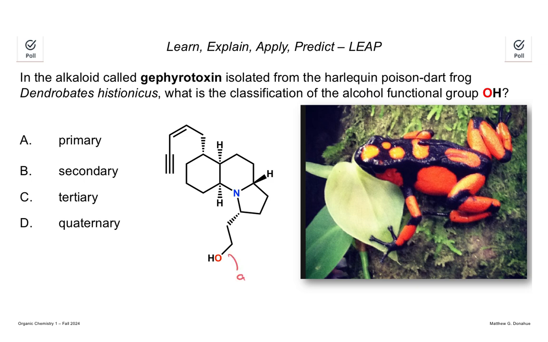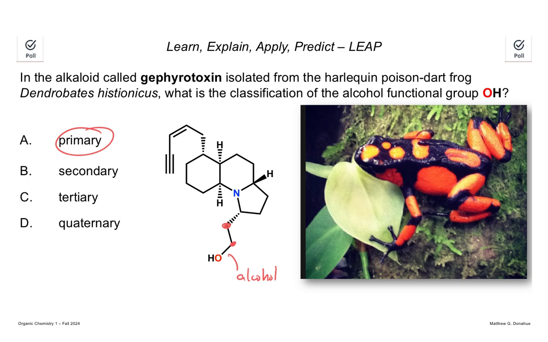So this is an alcohol. What class of alcohol is that in gifrotoxin? So there's the carbon bearing the alcohol. It's only bonded to one other carbon, so it's primary.